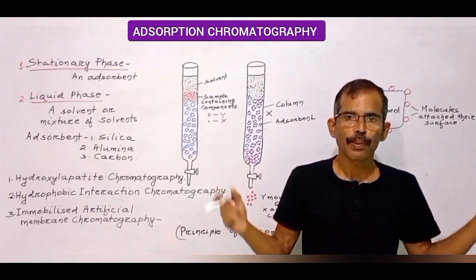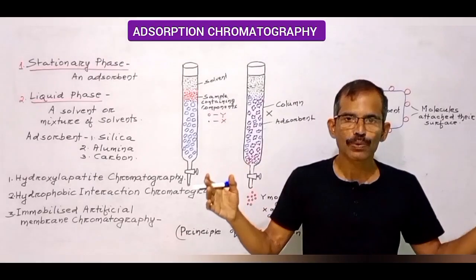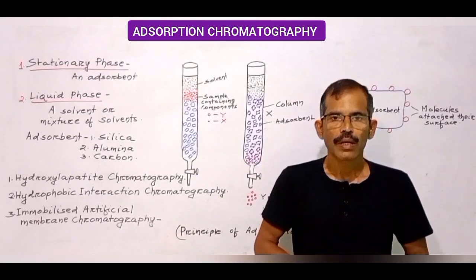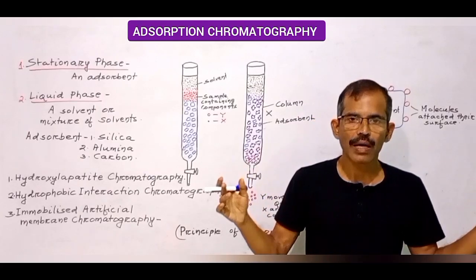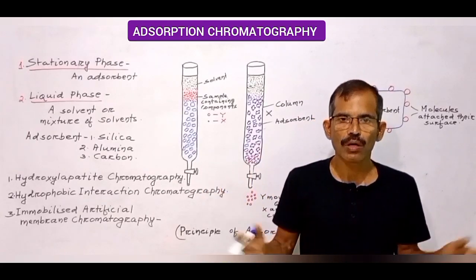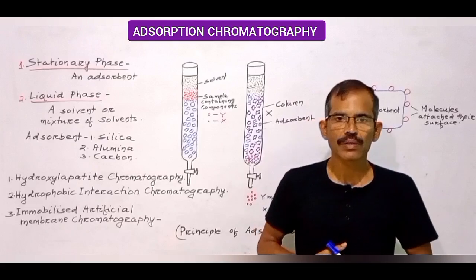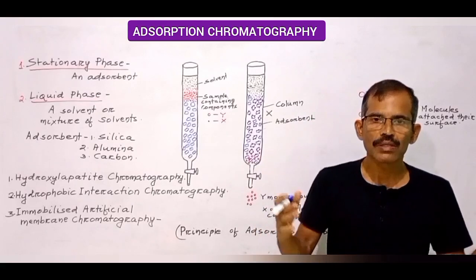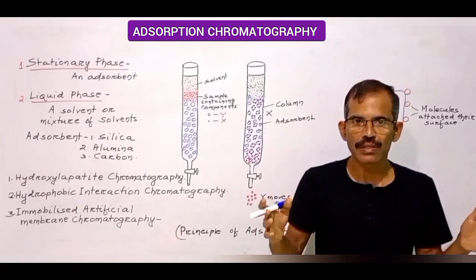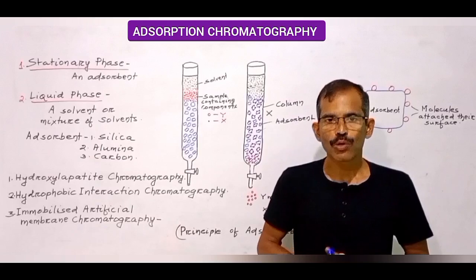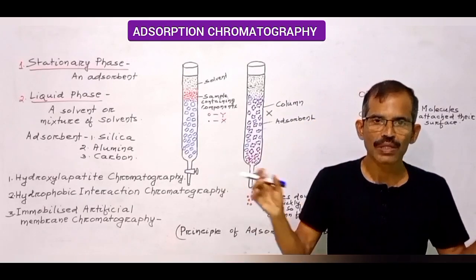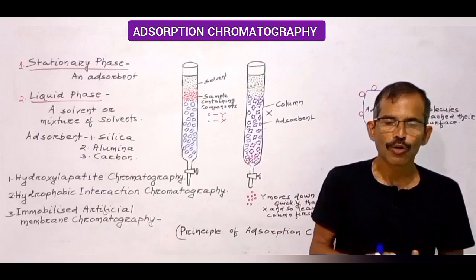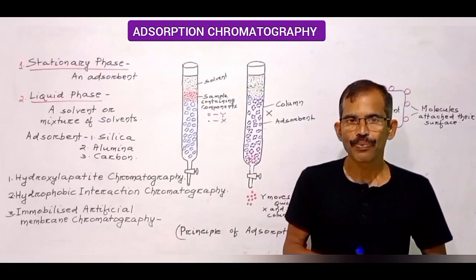Hydroxylapatite chromatography is a form of adsorption chromatography. In this technique, crystalline hydroxylapatite is used as the adsorbent for the separation of proteins or nucleic acids. One of the most important applications is the separation of single-stranded DNA from double-stranded form.